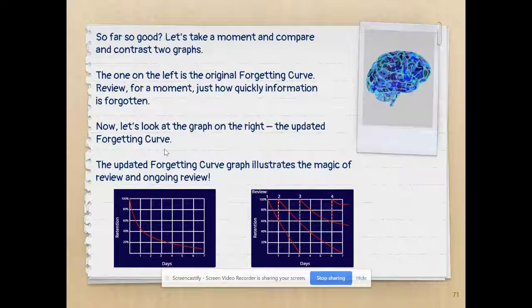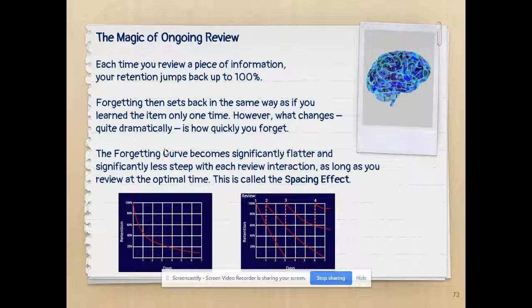Now take a moment to compare and contrast the two graphs. The one on the left is the original forgetting curve. The one on the right is an updated forgetting curve. What the one on the right illustrates is the magic of ongoing practice and review. Each time you review a piece of information, retention jumps back up to 100%.